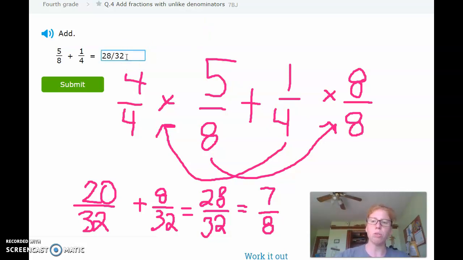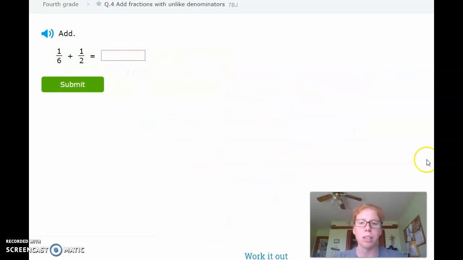So I'm just telling you, you don't have to spend time reducing the fraction. You can if you want to challenge yourself, but you will still get it correct. Awesome. Let's do one more together, and then you'll try this task out on your own.